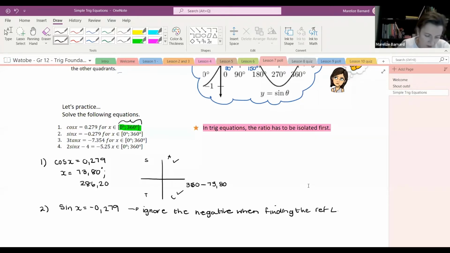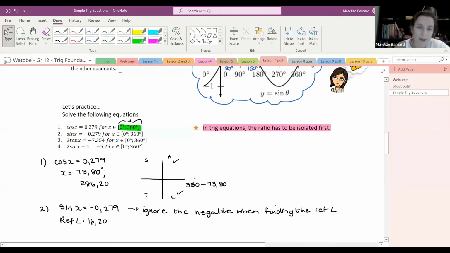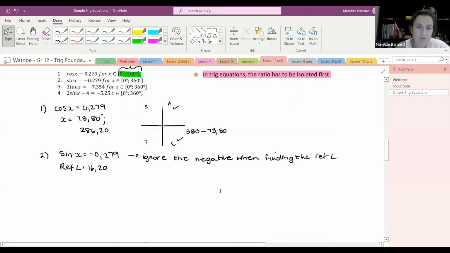So let's go shift sine of 0.279. I also get 16.2. So we can say our reference angle is 16.2 degrees. But now what about that negative? We can't just throw it away or ignore it. We are going to use that negative to do our quadrants.